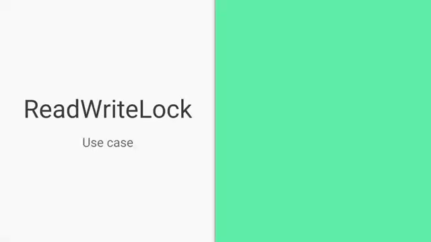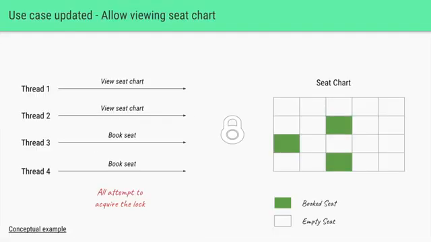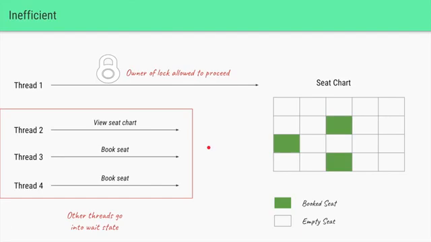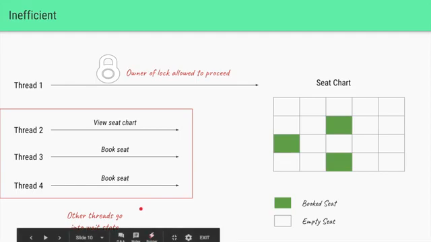To understand the read-write lock, let's try a different use case. Let's say instead of all threads trying to book the seat, we want to allow a functionality where users can view the current seat chart of what seats are available and what seats are already booked. So let's say we have thread 1 and thread 2 who only want to view the seat chart, while thread 3 and thread 4 want to book the seats. Again, as before, all 4 threads will try to acquire the lock so that they can access the seat chart. Let's say thread 1 is able to successfully acquire the lock and all the other threads go into the wait state.